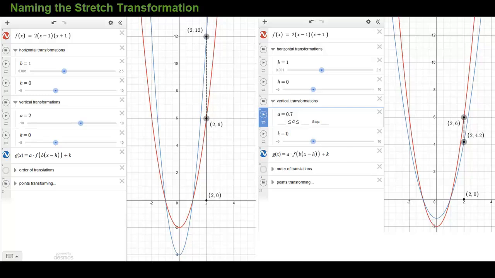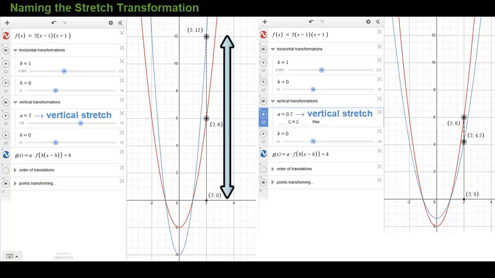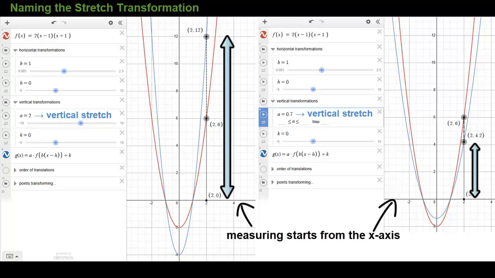Naming the stretch transformation. Let's look at the way a vertical stretch behaves. When stretching the graph in the vertical dimension, the length of the y-coordinate is either increased or decreased. This change in length is in relation to the x-axis because we think of length as starting from 0, which is right on top of the x-axis, and stretching away from it for some distance. Therefore, this vertical stretch of the y-coordinate is pivoted around the x-axis. And for this reason we say such a stretch is about the x-axis.